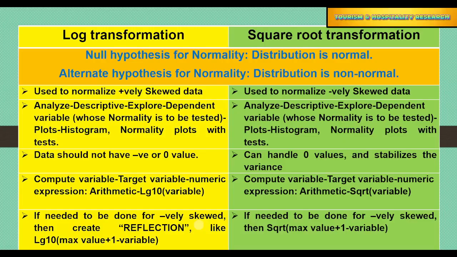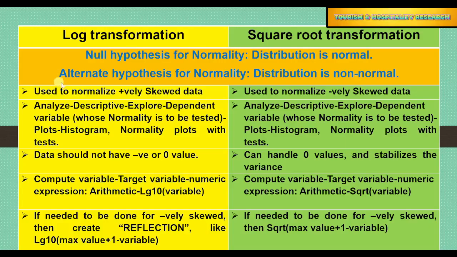Now, let us come to the solution of the problem. One of the solutions recommended by researchers is that you can do log transformation or you can do square root transformation. But both of these transformations have different purposes. Log transformation is especially used when you want to normalize positively skewed data. Square root transformation is more effective in normalizing negatively skewed data.